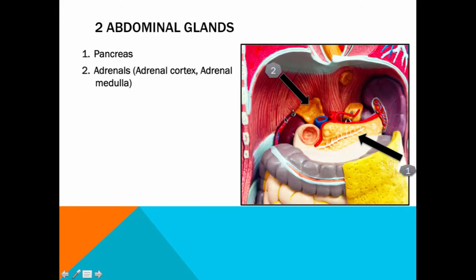Glands found in the abdominal region are the pancreas, seen here. The tail is towards the spleen, and then the head is right here. And then you have the adrenals, which are on top of the kidneys. So here's one, here's the right adrenal, and then the left is right here. So the pancreas and then the adrenals.